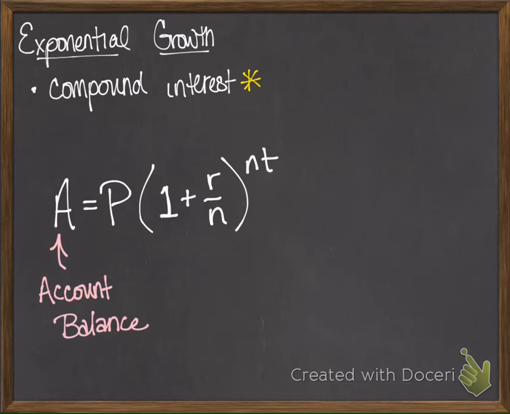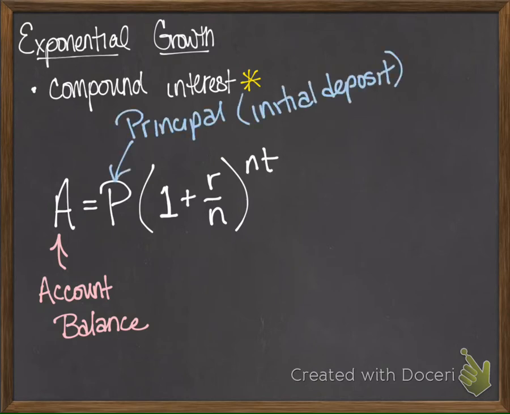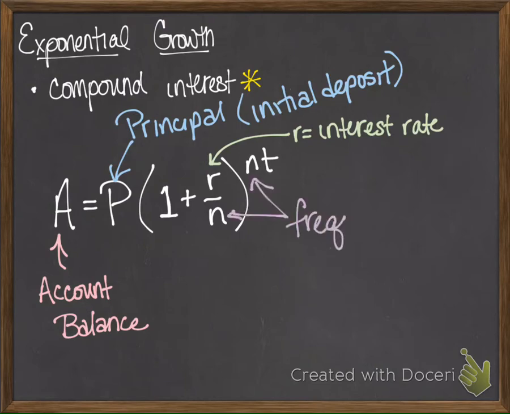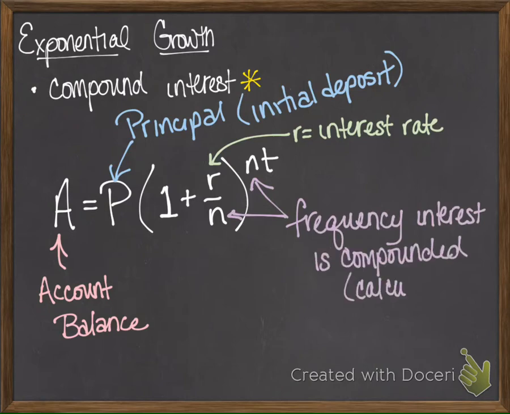So A, that's our account balance, right? That's how much money is in the account for whatever period of time we're calculating. P is our principal. That's the initial deposit. It's how much is in the account before we calculate. R is still the rate. In this case, it's going to be an interest rate. The n is the newcomer to the equation. n is the number of times that we're actually going to calculate. If it's quarterly, we're going to calculate 4 times a year. If it's monthly, we're going to calculate 12 times a year. If it were weekly, we'd calculate 52 times a year. And that shows up twice in the equation.